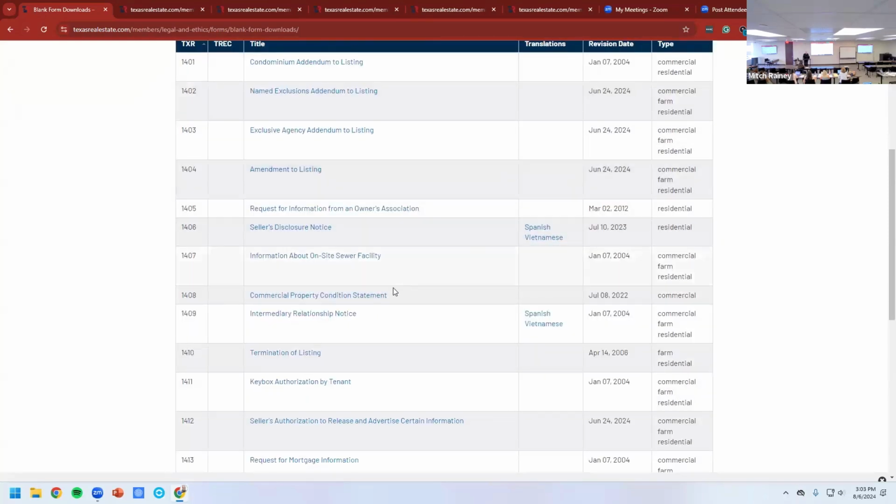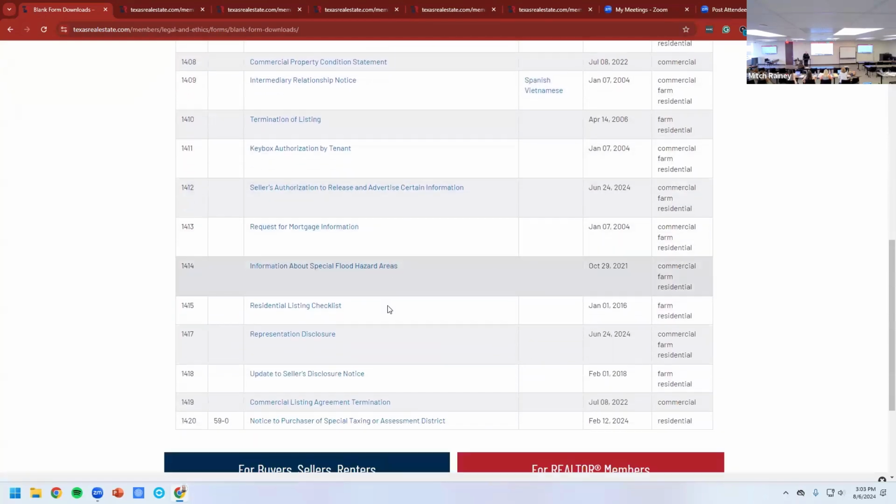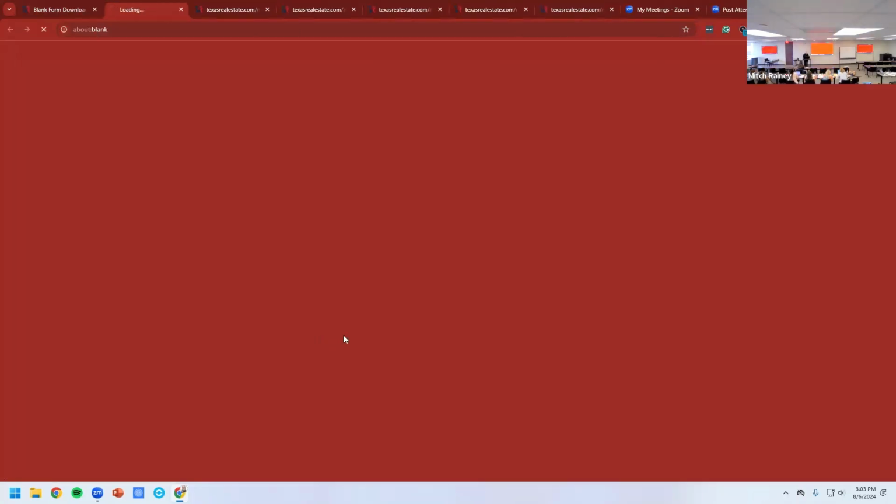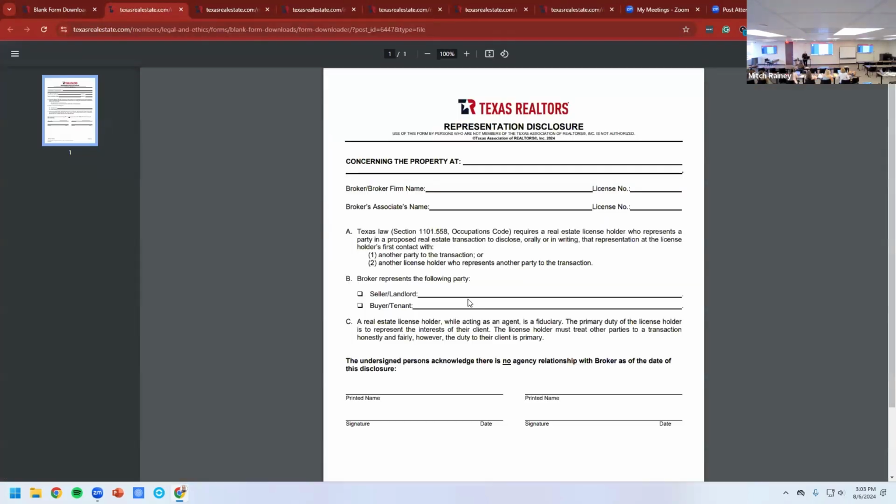Okay, 1417. This is the representation agreement. This form, we mainly use it when you have an unrepresented buyer. So someone comes in and they say, I do not want to be represented. I've bought 100 homes. You're going to always do the IABS because you're having a substantial conversation with them, and the representation agreement. So the property address, Keller Williams, your name, your license number.